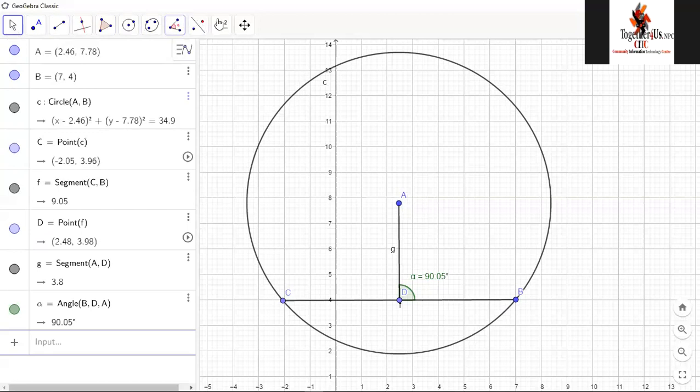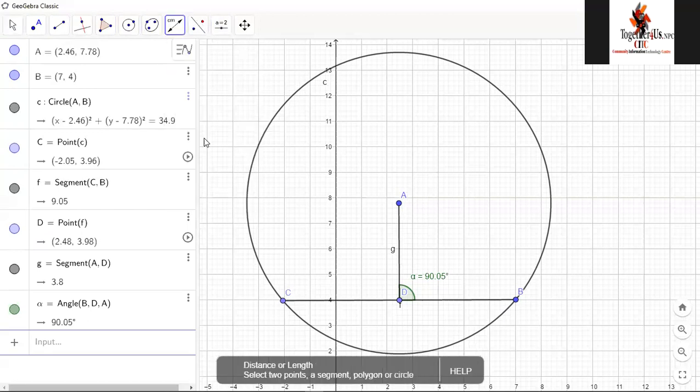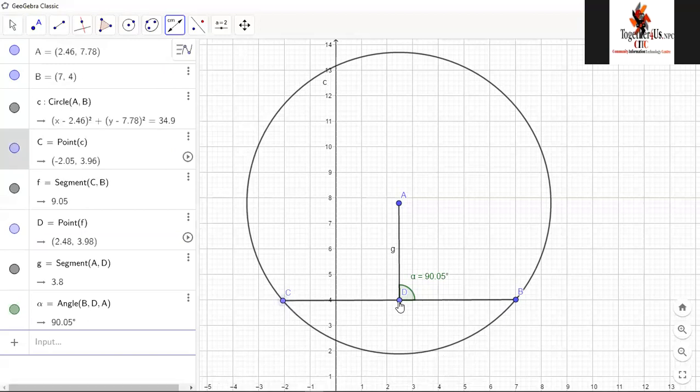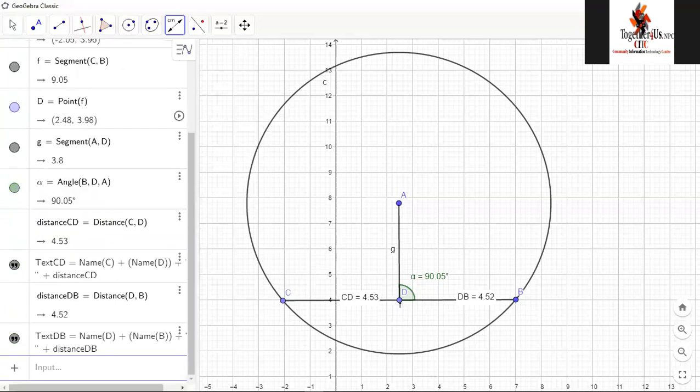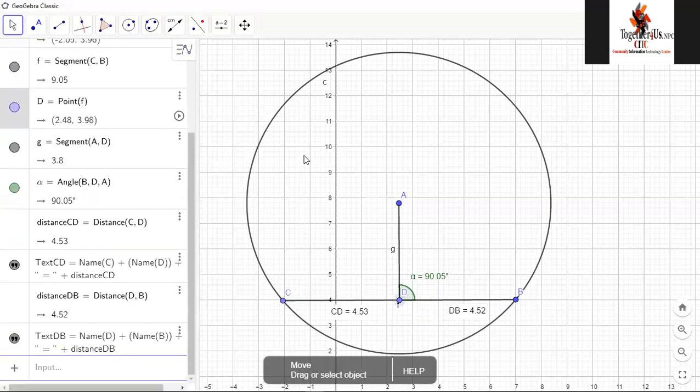So now let's see if this is true. I'm going to measure the distance of this line, 4.53, so we should expect DB or BD to be around the same measure. So we can see, roughly speaking, this is 4.5 and that's 4.5. Okay, we can see the theorem is kind of satisfied.